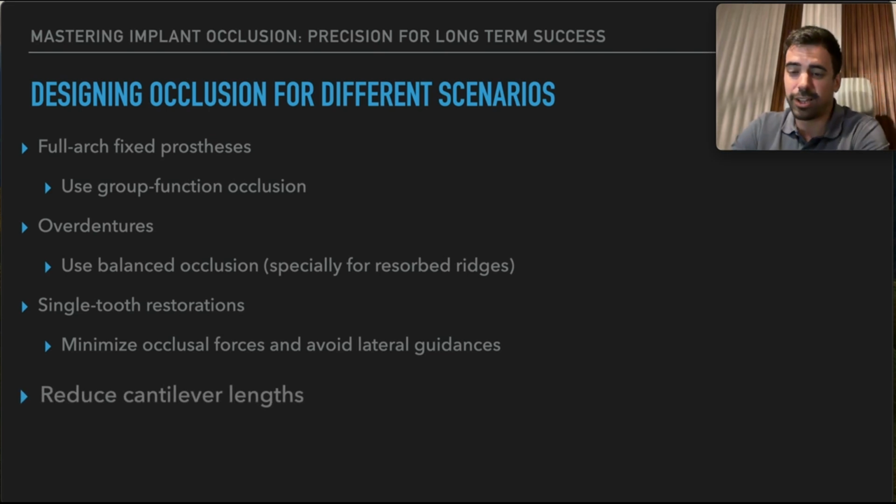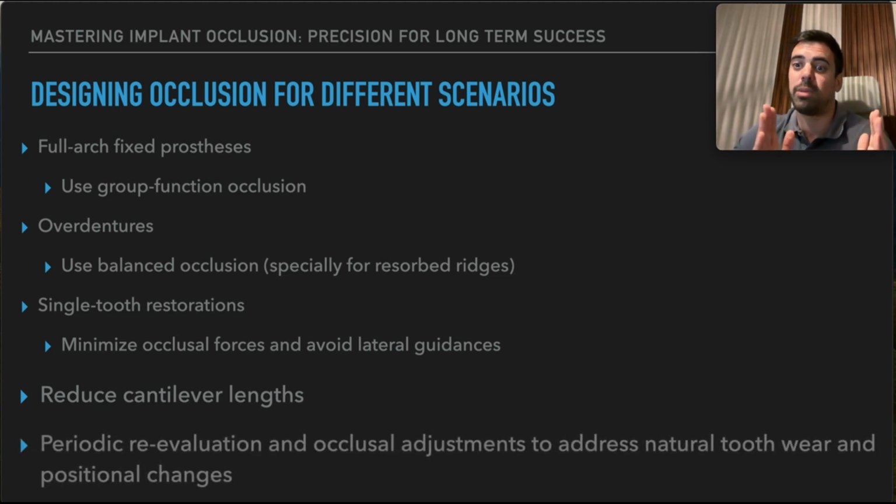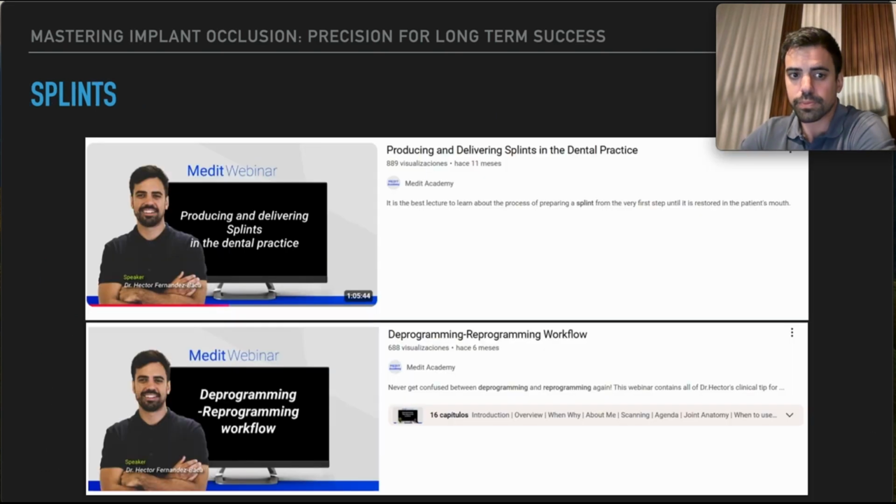Reduce the cantilevers, as we said, they're not going to help us. If we can reduce them as much as possible, and if not, just reduce them in length. Sometimes we don't need a full molar, a full 6. We can have a premolar-sized 6. It doesn't need to be 12 millimeters, but maybe just 8 millimeters, a 6 millimeter premolar at the very end. And then we need to do the periodic reevaluation and occlusal adjustment of those implants.